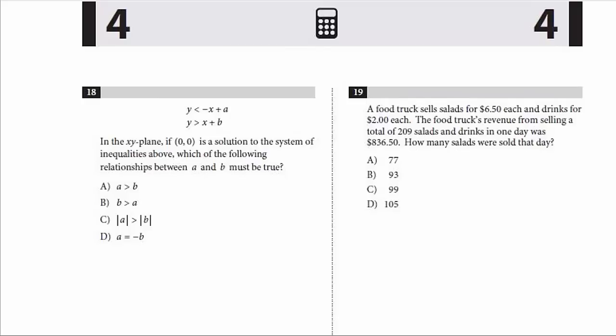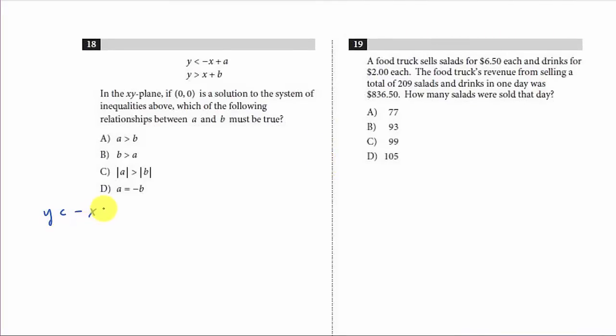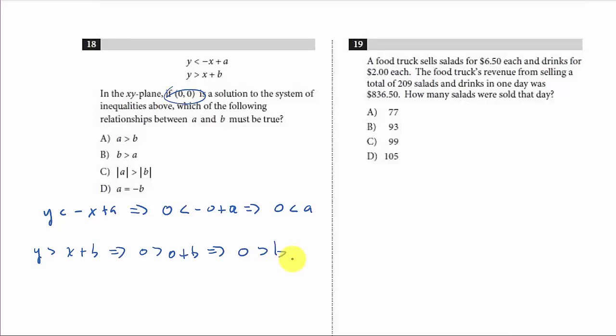All right, so 18, it says, in the xy plane, if 0, 0 is a solution to the system of inequalities above, which of the following relationships between A and B must be true? All right, so let's come down here and do it. We've got y is less than negative x plus A, which means 0 is less than negative 0 plus A, which means 0 is less than A. All I did was plug this solution in. And then we have y is greater than x plus B, which means if I plug the 0 in for y and x, 0 is greater than 0 plus B, which means 0 is greater than B.